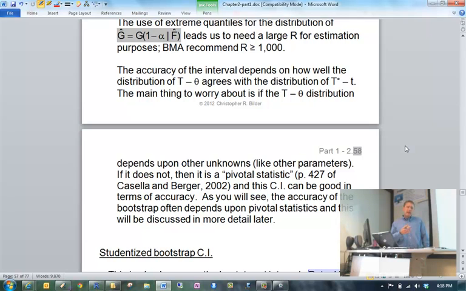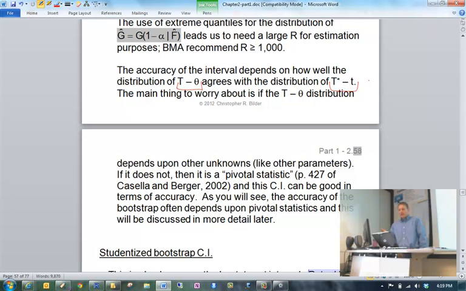But for right now, let's talk about some general concepts of how to get the accuracy, the coverage level of this interval, to be good. And you're going to see a common theme throughout this course when we're dealing with the bootstrap, and that is we want, obviously, the distribution of T minus theta to be very similar to T star minus T. The closer they are, of course, the more accurate your bootstrap estimates are going to be.